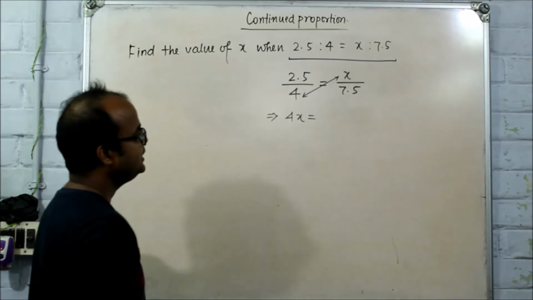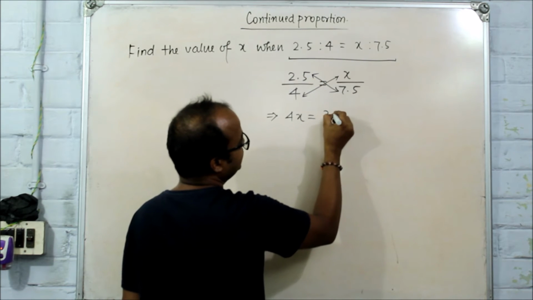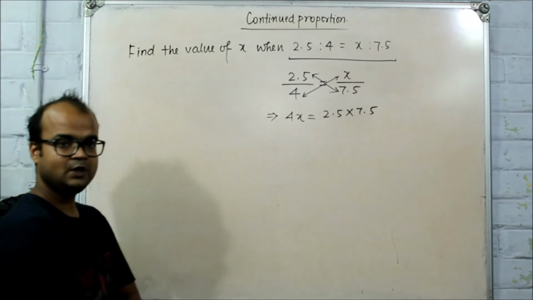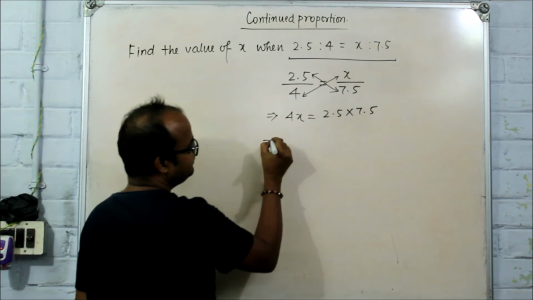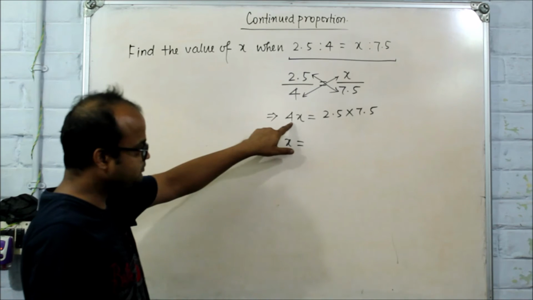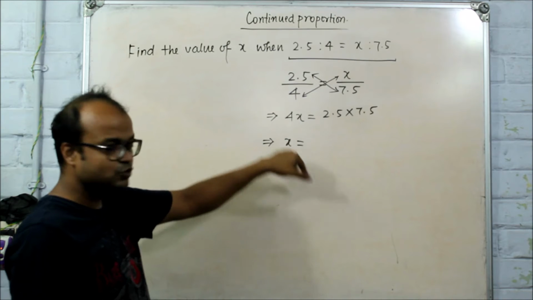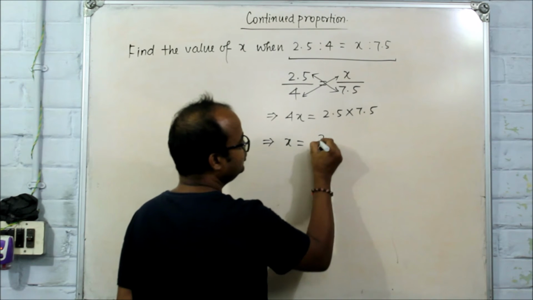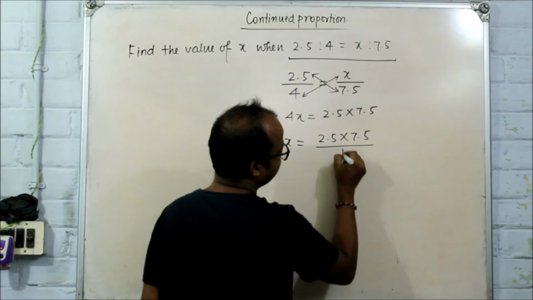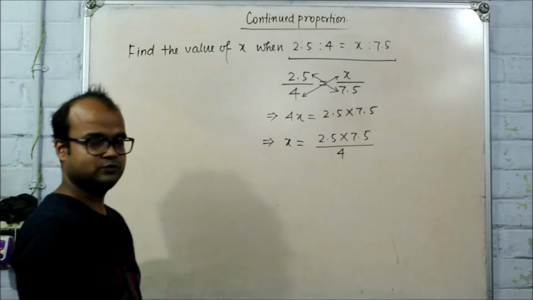4x and 2.5 into 7.5. Clear? So it implies we need to find out the value of x. So we need to bring this 4 to the other side. Now when it changes the side, it goes to the denominator. So 2.5 into 7.5 by 4.